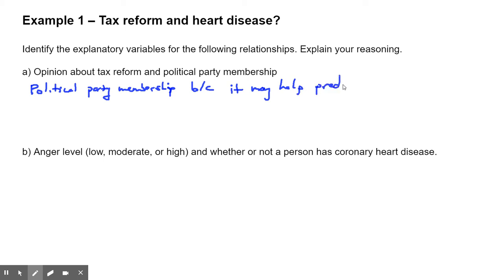So that's me picking. That is my explanatory variable because it may help predict, I like this word predict, it may help predict a person's opinion about tax reform.